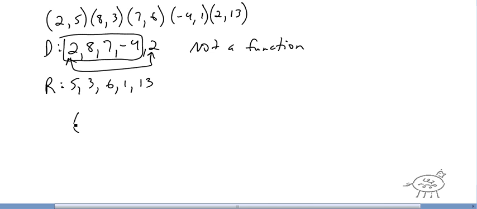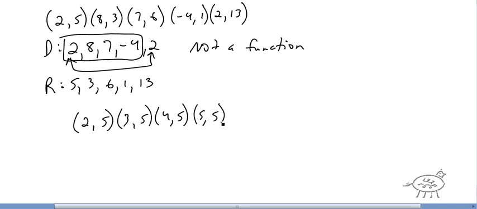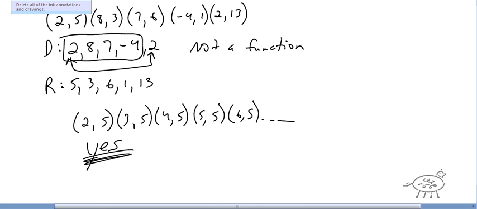Okay, so I can give you, just real quickly, 2 comma 5, 3 comma 5, 4 comma 5, 5 comma 5, 6 comma 5, okay, etc. Keep going, right? And you would recognize right away that the x is not repeated. 2, 3, 4, 5, 6. The y is repeated. I don't really care. So my answer is yes for this one. Okay, pretty easy. All right, so let's talk about how about graphically?